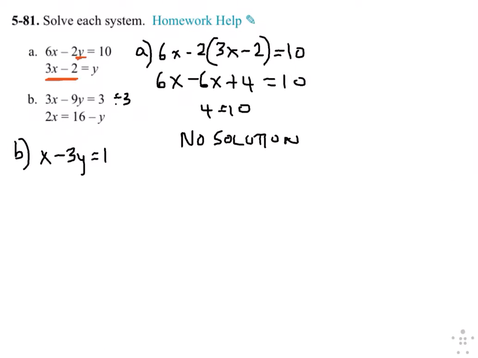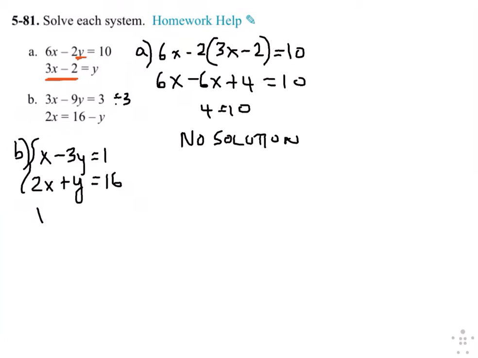The second equation, I'm just going to rearrange into standard form. So 2x, and then I'll add y to both sides, plus y equals 16. So there's my system. And I will now multiply the bottom equation by 3. I'll use elimination and I'll cancel out my y's.